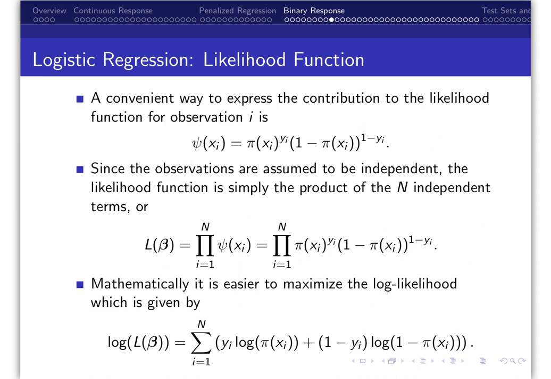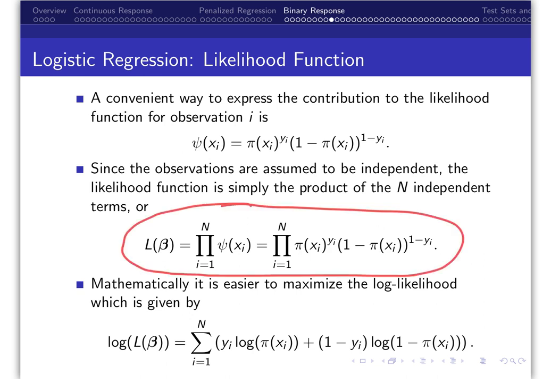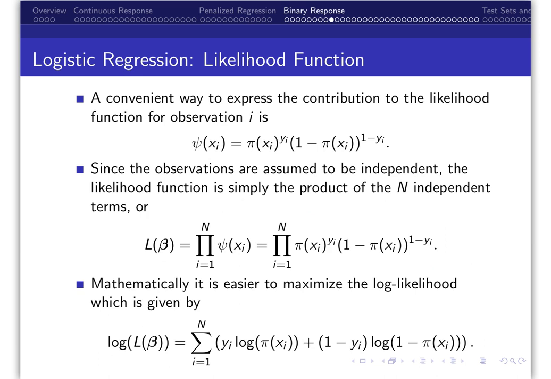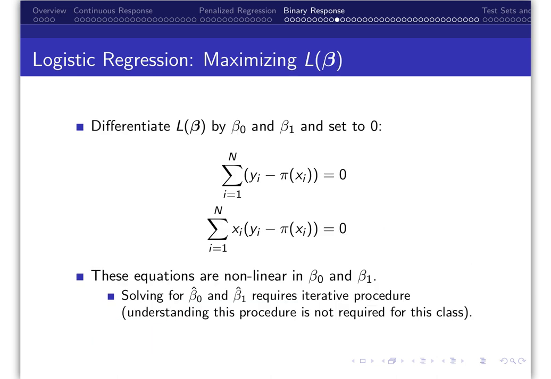We have n observations, so the likelihood needs to include all n subjects. Since the observations are assumed to be independent, the likelihood function is simply the product of the n independent terms given in this equation. Mathematically, it is easier to maximize the log likelihood because the product then becomes a summation, which is then given by this equation.